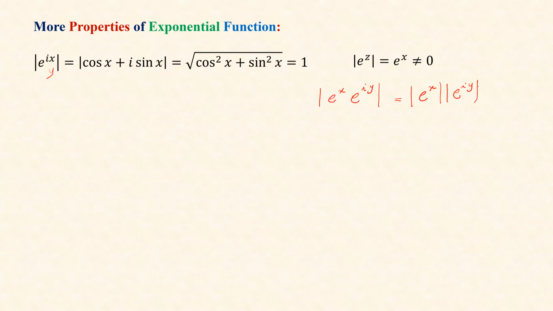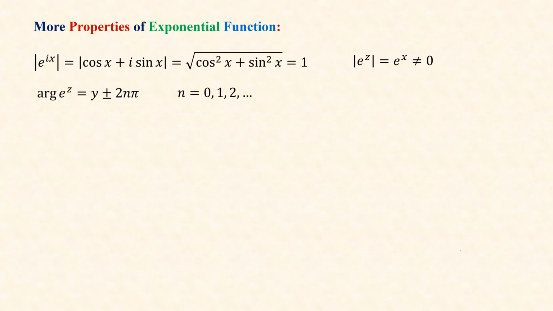And then this one is 1. Therefore, this becomes the absolute value of e to the x, which we know is e to the x because e to the x is positive. So the absolute value, or modulus, of e to the z is e to the x. X is the real part of z. All right. So the argument of e to the z is y, but you can add multiples of 2 pi to it.